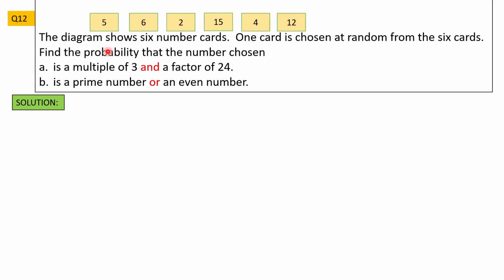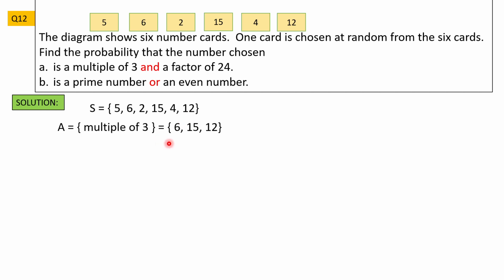The diagram shows 6 number cards. One card is chosen at random from the 6 cards. Find the probability that the number chosen is a multiple of 3 and a factor of 24. Okay, first we list out all the sample space. So here the sample space we have 6, 5, 6, 2, 15, 4 and 12.